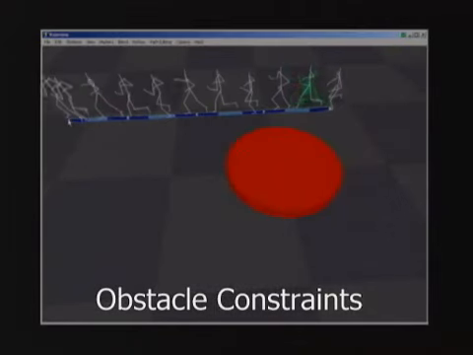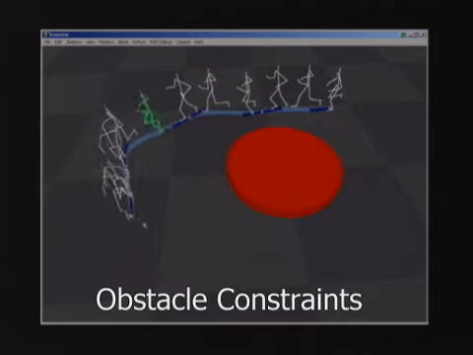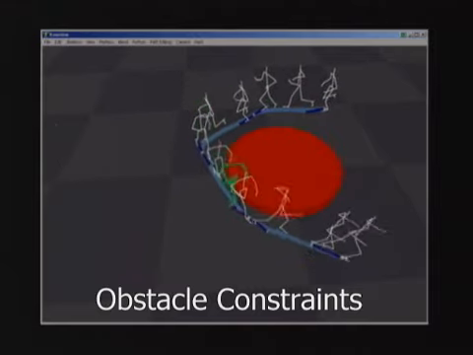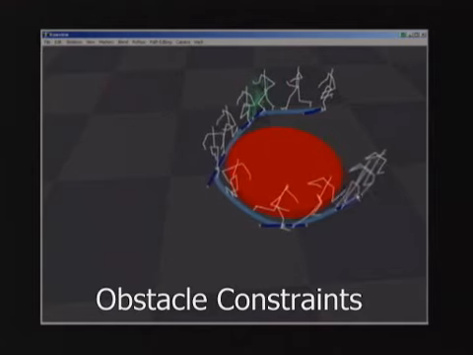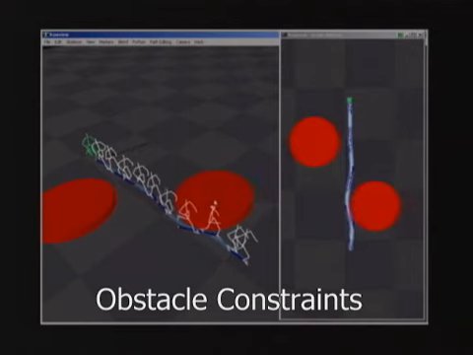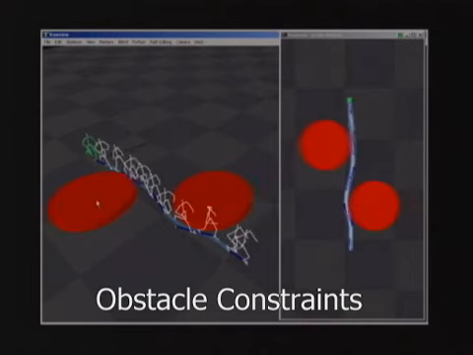Often, an external obstacle restricts the curve's plausible positions. We can constrain the curve to be outside the red obstacle. Then, as we manipulate the curve, it wraps cleanly around the obstacle. Also, we can move the obstacle and push the curve out of the way.